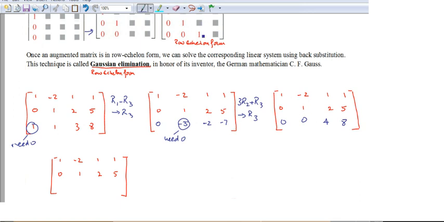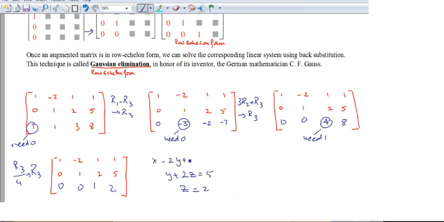And then I move to these steps here where I need 1 here. If I need 1 here, what I need to do is take row 3 and divide it by 4, and that becomes my new row 3. So divide everything by 4, I have 0, 0, 1 and 2. Now here is the system of equations. I have z equal to 2, y plus 2z equal 5, x minus 2y plus z equal 1, and you use substitution to solve the system.